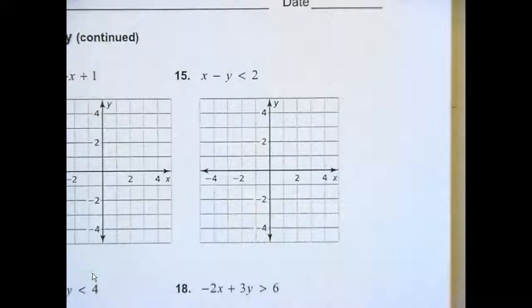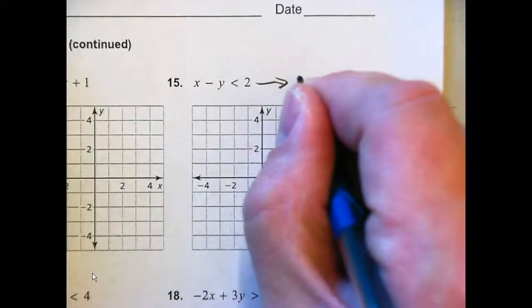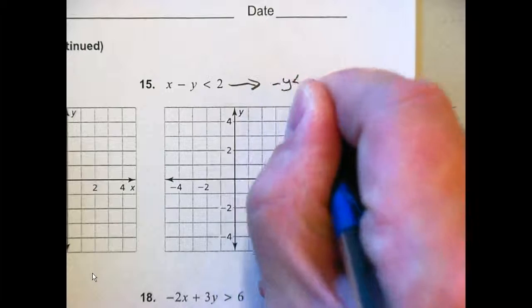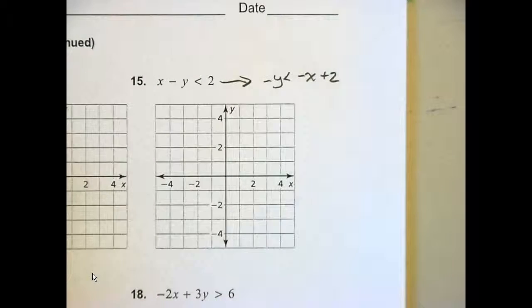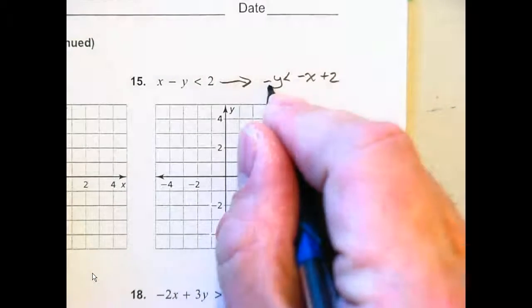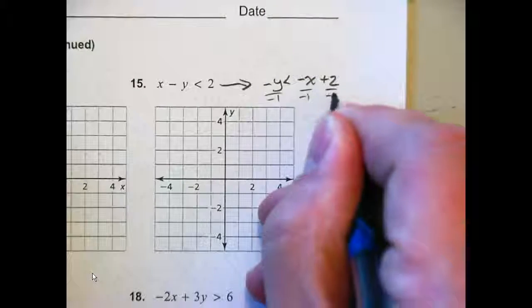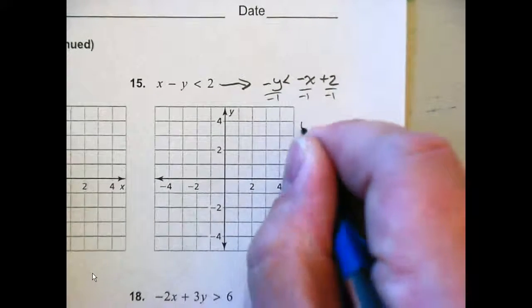How many finished this problem? Okay, I'm gonna subtract x over. So I'm gonna get negative y is less than negative x plus 2. Anyone else do that? Then what do you have to do with this negative? Divide by negative 1. What happens when you divide an inequality by a negative? You also flip the sign. Yeah, we have to flip that sign.